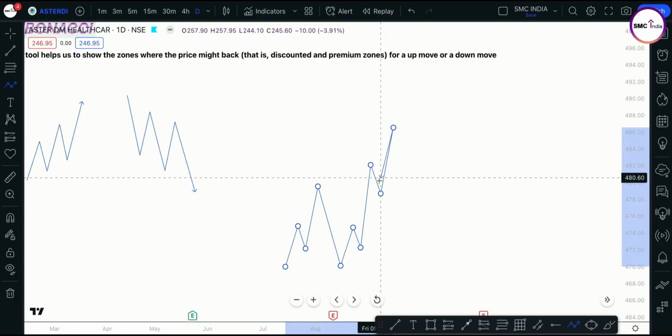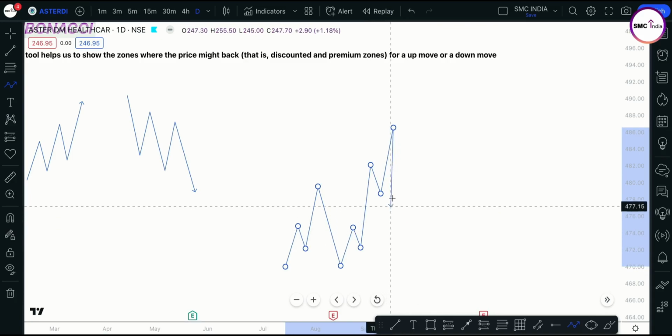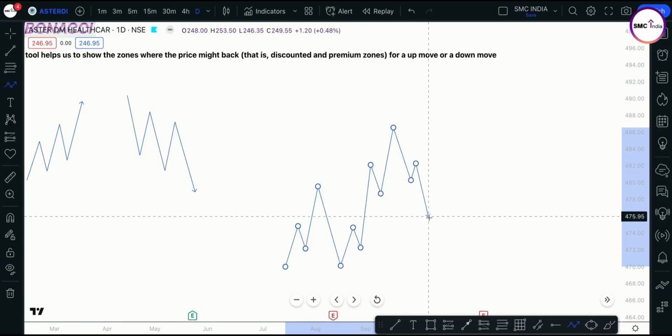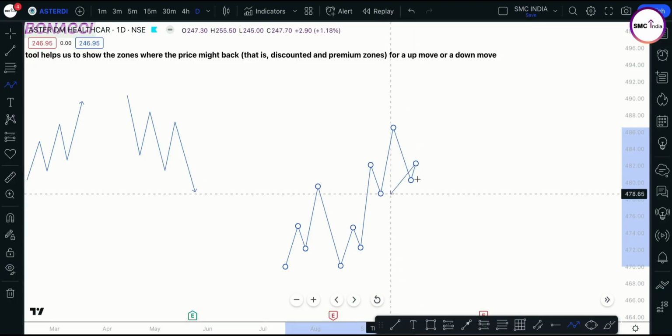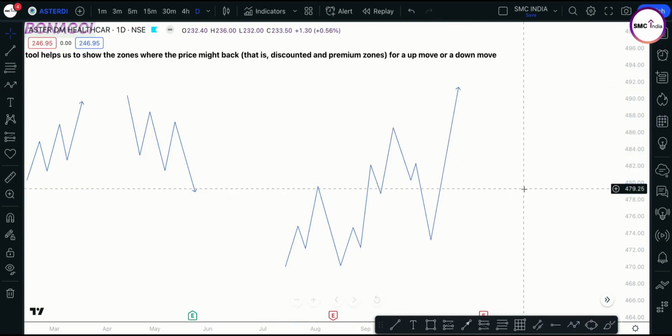So you could see that there is an order block here, there is an order block here, and there is another order block here. What the price generally does is that it comes to this order block and there are a few retail traders who buy from these zones. So the price shoots up a little bit and again comes back to liquidate these order blocks up here and comes to this order block and then shoots up again.